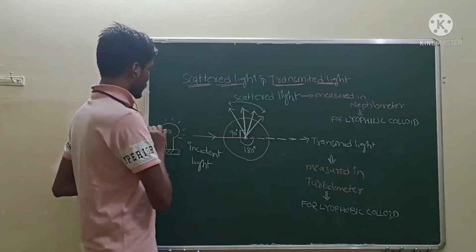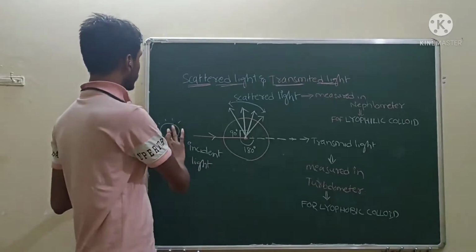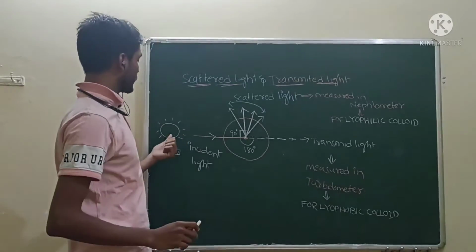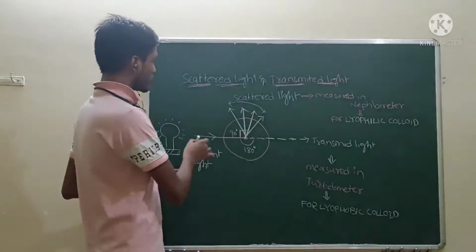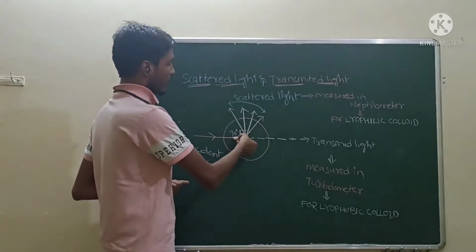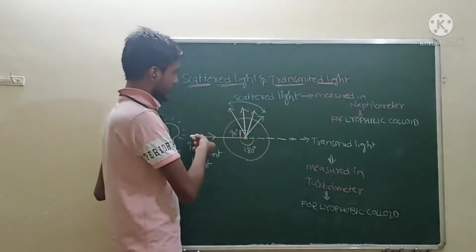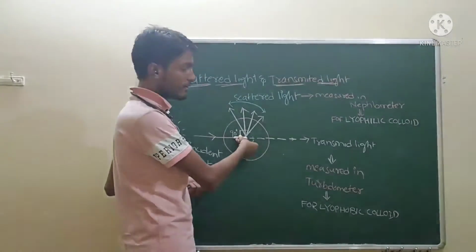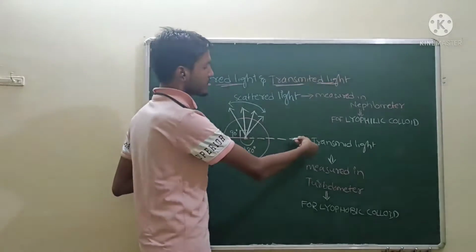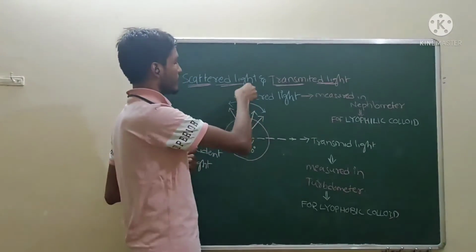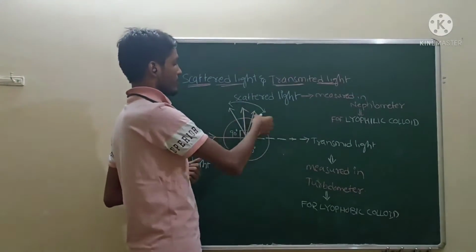This is the light source. By using this light source, laser light is emitted. When this collides with or is absorbed by this particle, the light is either transmitted or scattered.